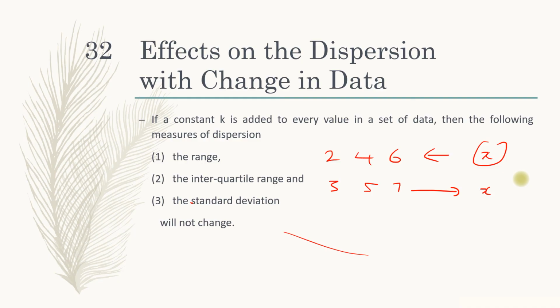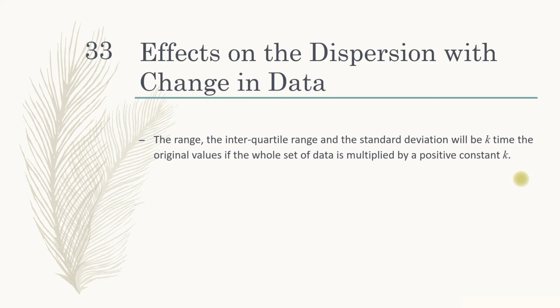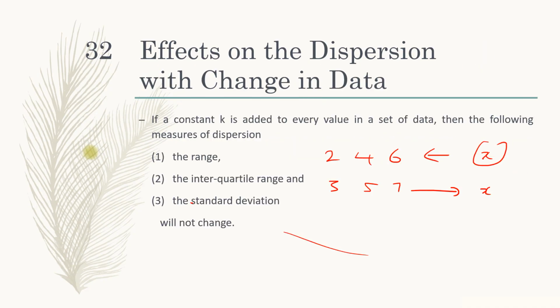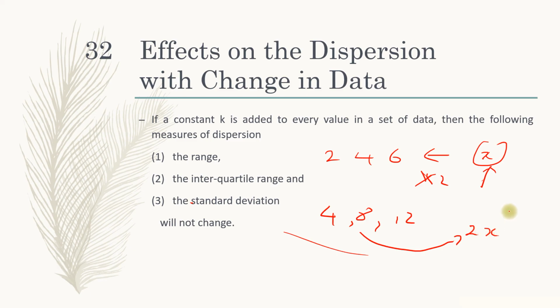It will change only when you are multiplying by a constant, okay? If you are multiplying by a constant, then these measures of dispersion will change. But if you are adding or subtracting, it will not change. If you are multiplying or dividing, it will change. For example, if you decide to multiply these values by 2, then if the standard deviation was a certain value x, I forgot the value, we computed it, 1 point something, the standard deviation will now be twice what it was before. So it's going to be 2x, 2 times x, all right, just for information.